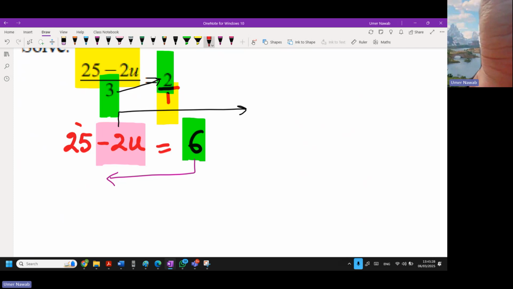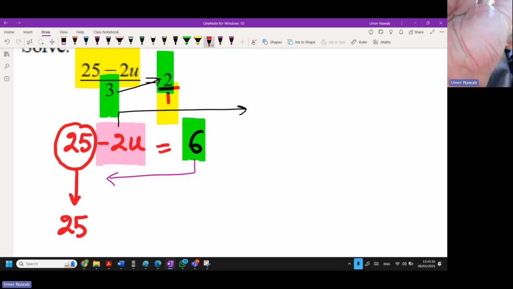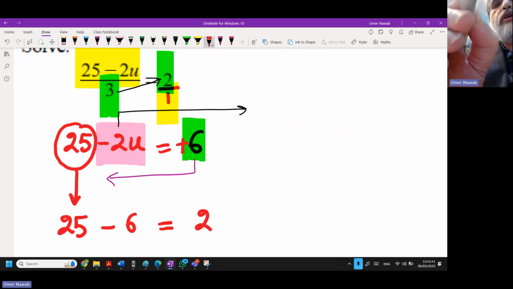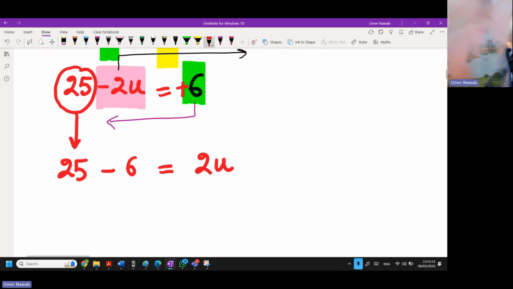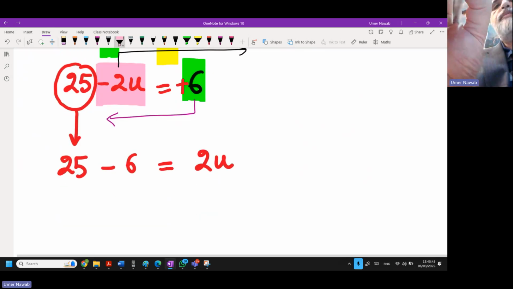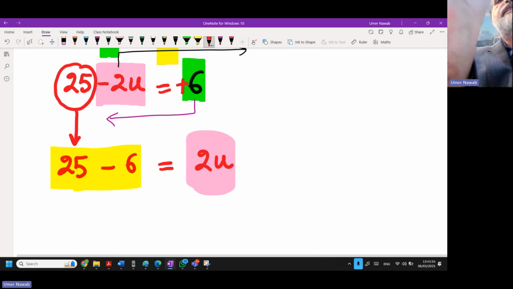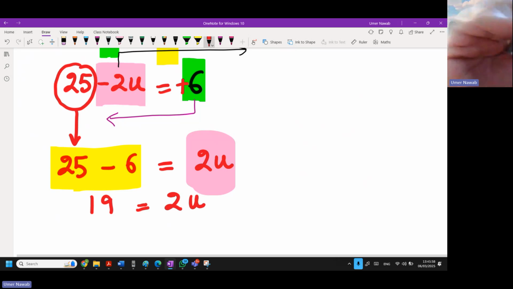Now, 25 is already there. I'm going to copy 25. However, plus 6, when it is shifted to the left, becomes minus 6. And minus 2u, when it is shifted to the right, becomes plus 2u or just 2u. So imagine, after doing this procedure, my 2u is on one side and it has a positive sign. And on the left-hand side, I have 25 minus 6, which is basically 19, equals 2u.